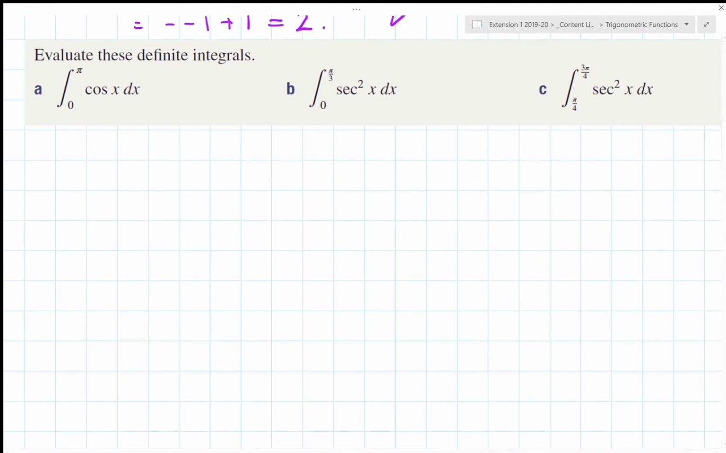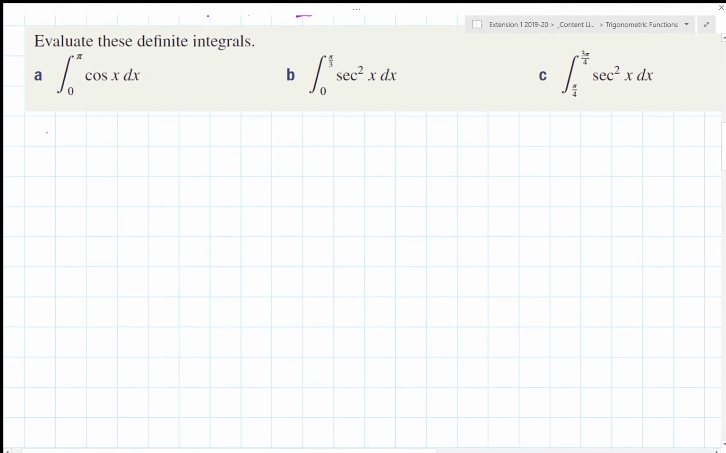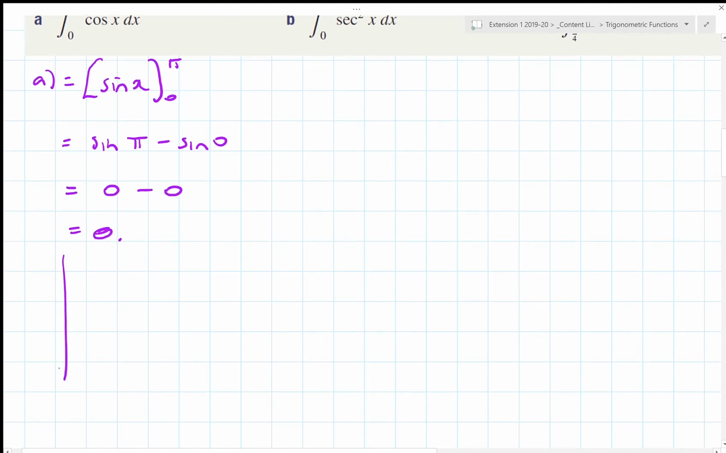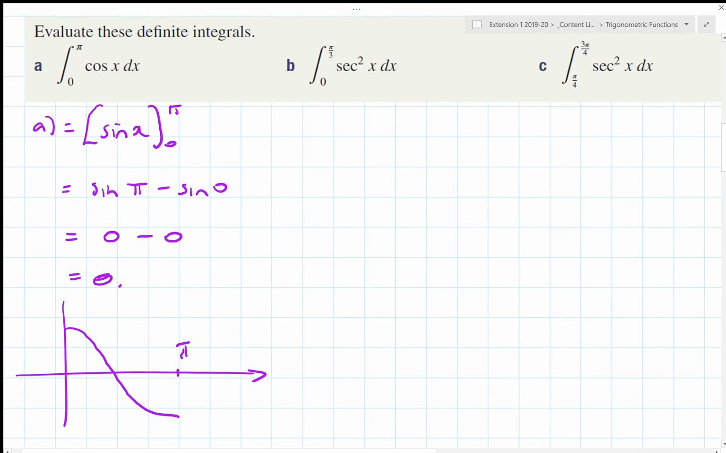Okay. Evaluate these. Well, the integral of cos is just sine. And that's 0 minus 0, which is 0. And that makes sense in terms of an area, because this is the area that they're asking us to do. So it's this, and they are the same.